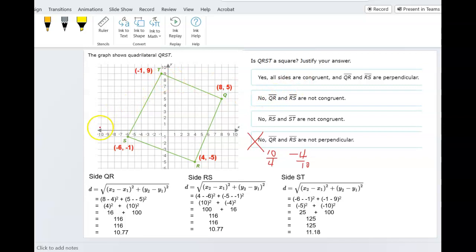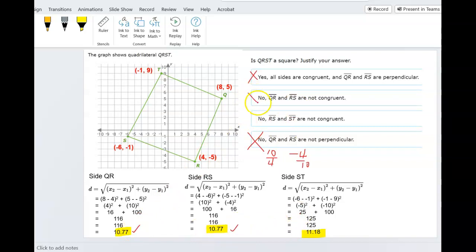And so you can see as I went across the bottom, I found that QR and RS are congruent to each other. But then when I did that 3rd side, I found that ST was not. So this is not a square. So if I go back through my answer choices, then this one says, yes, all sides are congruent. Nope, I just found that they're not. The next one says QR and RS are not congruent, but they are. QR and RS are congruent, so not that one.